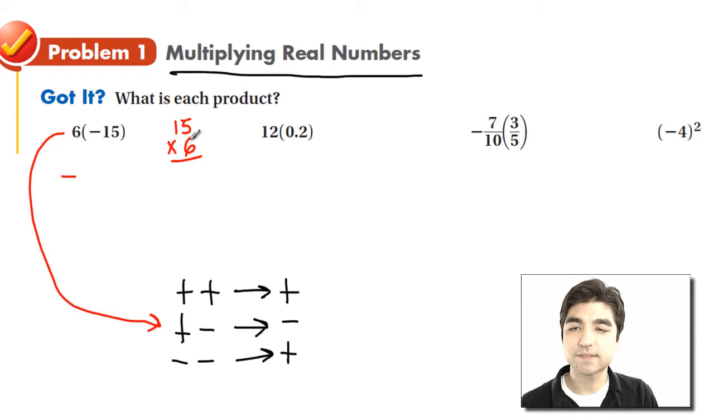So 15 times 6, 5 times 6 is 30. Put the 0 there, carry the 3. 6 times 1 is 6, plus 3 is 9. So that's 9. So it's a negative 90.